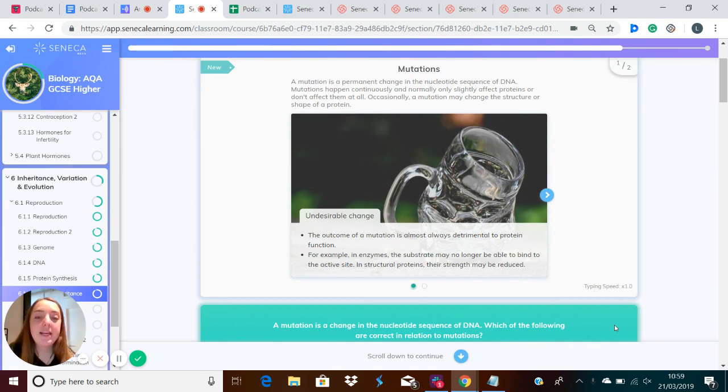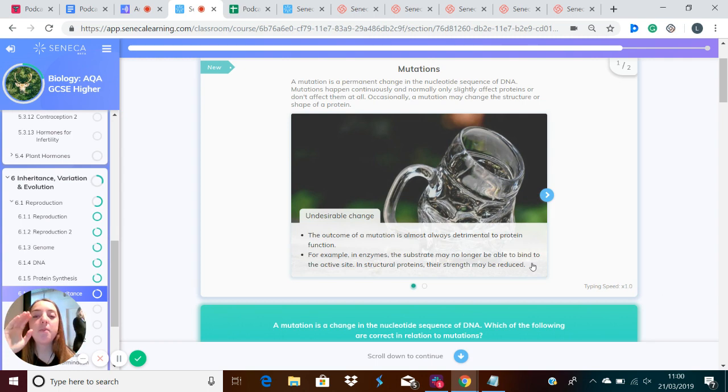The outcome of a mutation is almost always detrimental to protein function, and this is because a protein's shape is so important to the way it works. For example, in enzymes, the substrate may no longer be able to bind to the active site, or in structural proteins, their strength may be reduced.